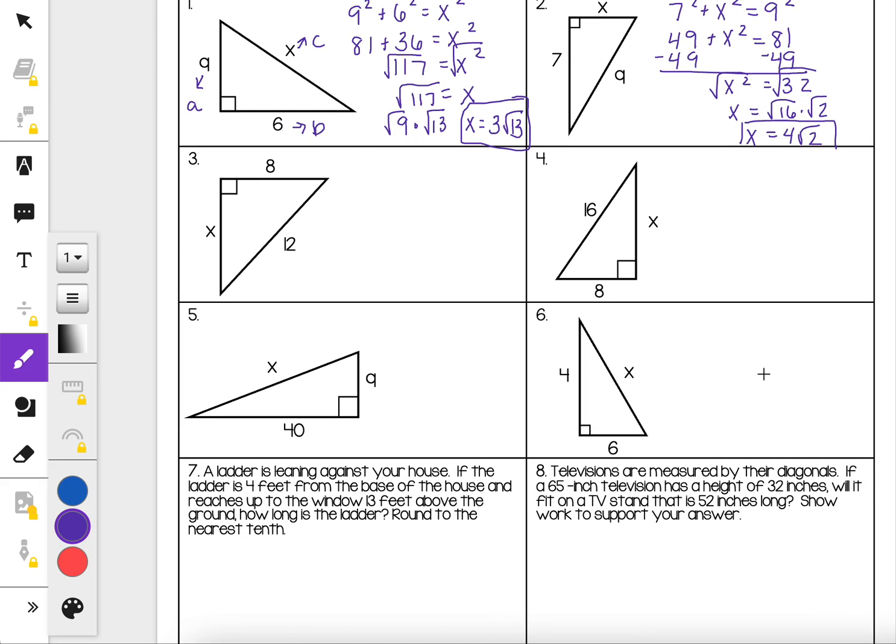All right, so a couple more examples. For number 3, we're looking for a leg, so x squared plus 8 squared equals 12 squared. So we evaluate those powers. We're going to subtract 64 from both sides, so x squared equals 80. And x is going to equal the square root of 80. I can break that up into the square root of 16 times the square root of 5 if I'm simplifying my radicals, and I get 4 times the square root of 5.